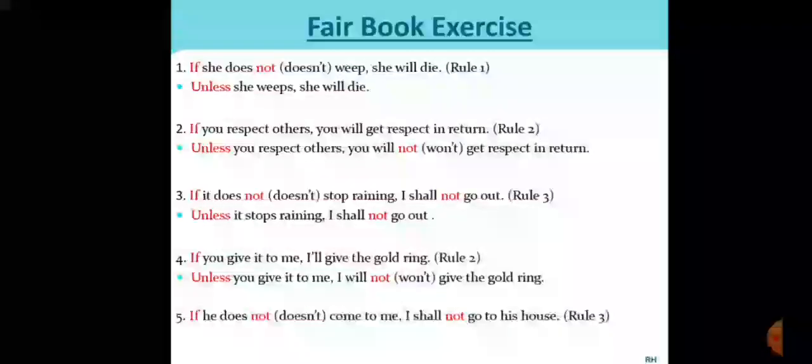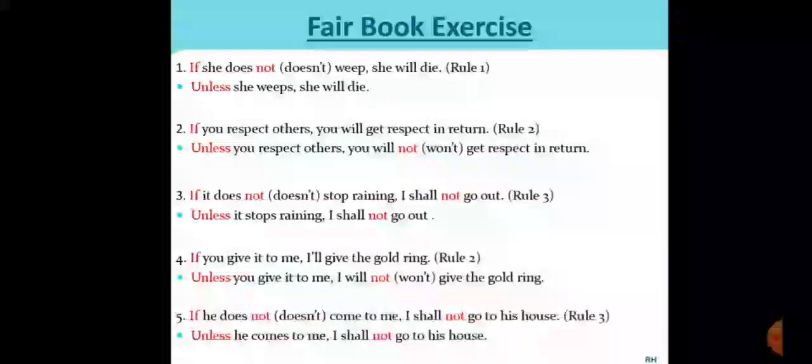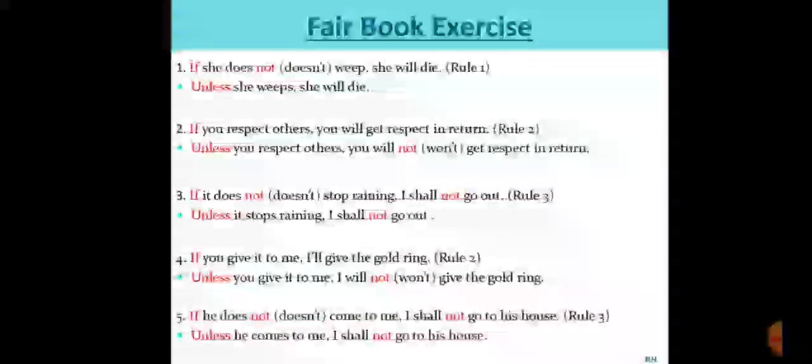Next sentence. If he does not come to me, does not is doesn't, right? I shall not go to his house. Rule number 3. Now if not, not. So we'll change it to: Unless he comes to me, I shall not go to his house. Okay, great. Let's look at the next one.